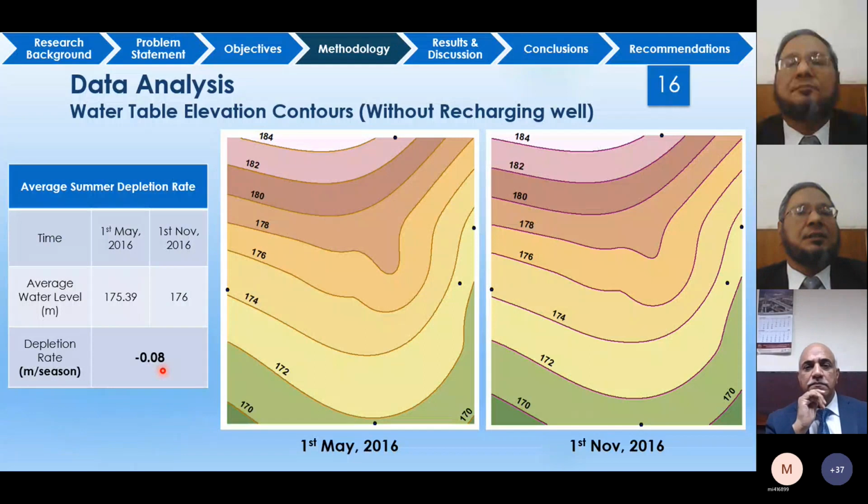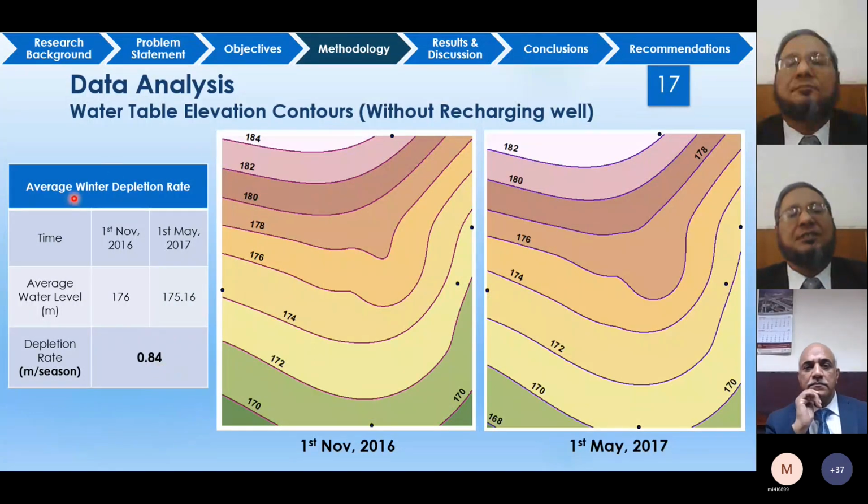So these are the results for the winter depletion rates without recharging well. This is for 1st November 2016, and this is for 1st May 2017. And you see the average water level changed from 176 meter to 175.14 meter. And the average depletion rate per season was 0.84 meter in the winter. So in the winter, as there is no rainfall, the groundwater depletion rate was higher.